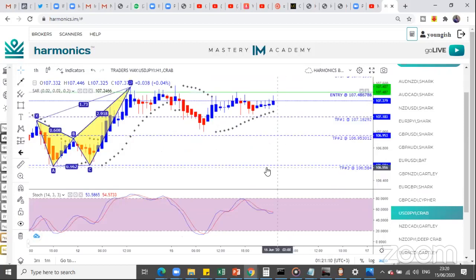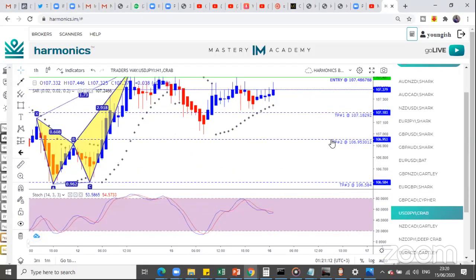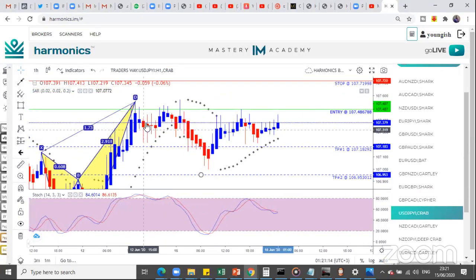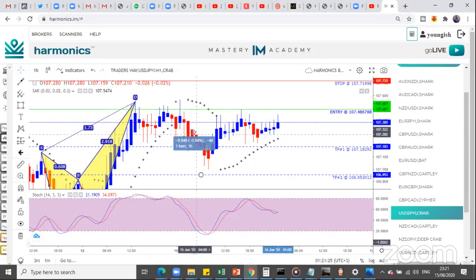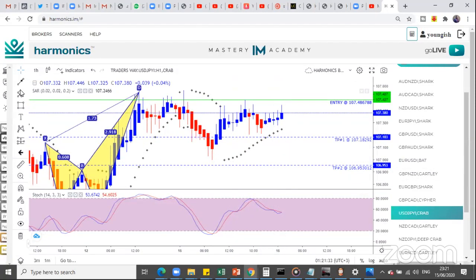So that's how you use the harmonic scanner BYOB. You can see nothing happened here until the parabolic star crosses up. So your stop loss will be above the parabolic star. You would have gone in on a sell here. It dropped 23 pips. I would have come out.